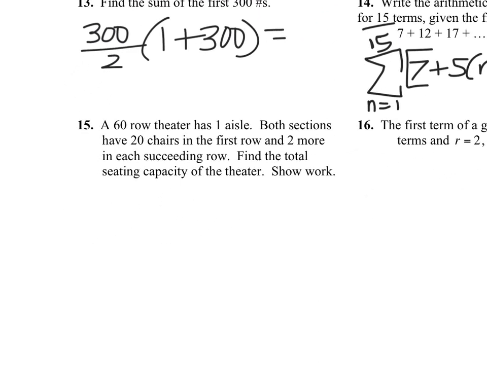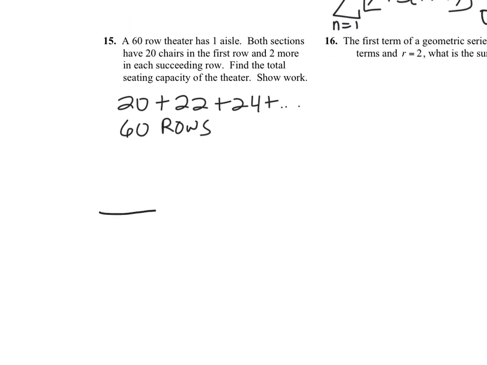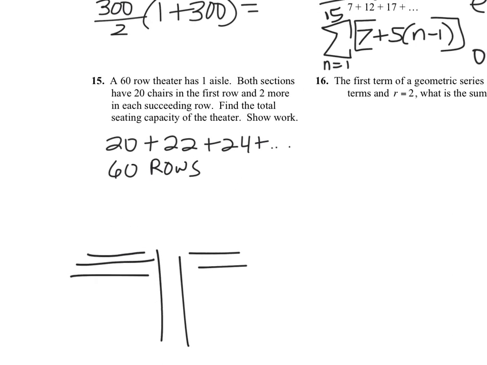15. A 60-row theater has one aisle. Both sections have 20 chairs in the first row and 2 more in each succeeding row. So 20 plus 22 plus 24 plus ... for 60 rows. Okay, there's a center aisle. That means we're just going to get our answer and multiply it by 2 because that's just one of the sections. Do you know what I mean? Can you picture that? Here's the 20 seats, and then there's 2 more and 2 more, and then there's a center aisle here. So it's happening twice, but we're just going to do it times 2 at the end.